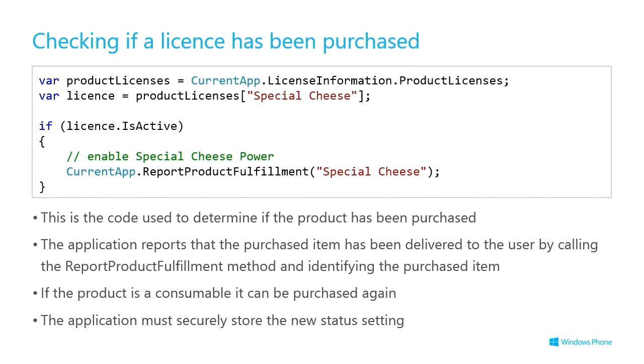So the user now has purchased some items, but every time the application runs, you need to check what their current licensed situation is. And for this, you can call this CurrentApp.LicenseInformation API and get the product licenses. This pulls back your current situation for that particular user. And then you have this, if license is active, you can work out whether to enable special cheese power in this case. Cheese power. Yeah, so there you go, you've got cheese power. This is an example of fulfilling, offering certain features to the user that are controlled by in-app purchase licenses.